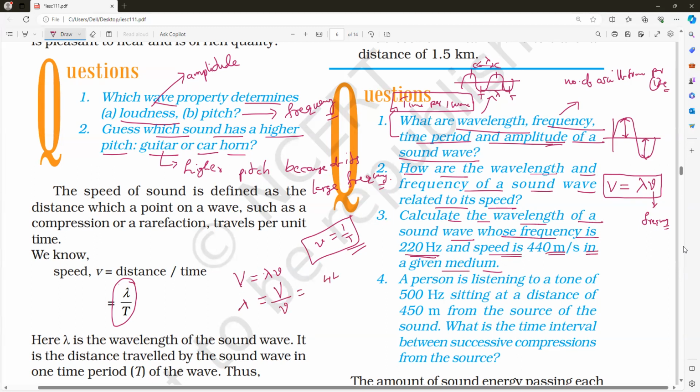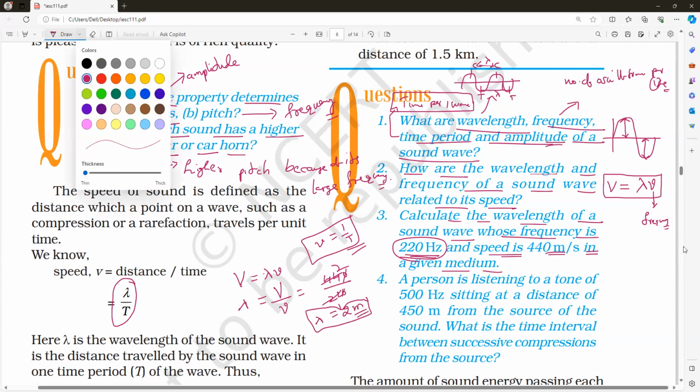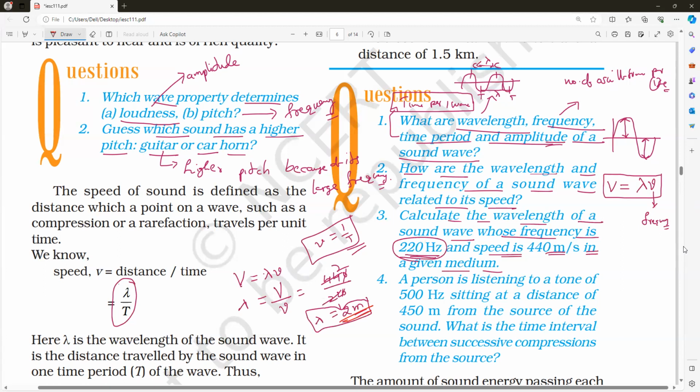Wave speed is 440 meter per second divided by frequency, which is how much, guys? 220 hertz. So wavelength is equal to how many meters? 2 meters. What is the unit of wavelength, everybody? The SI unit of wavelength is meter.